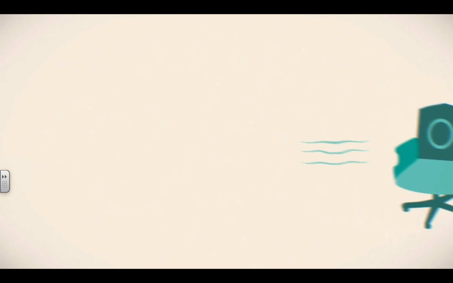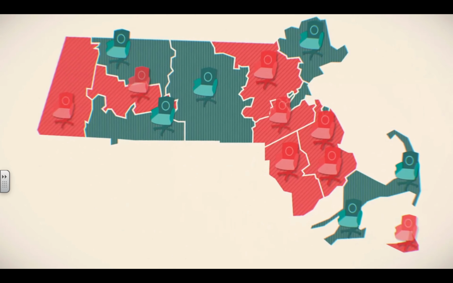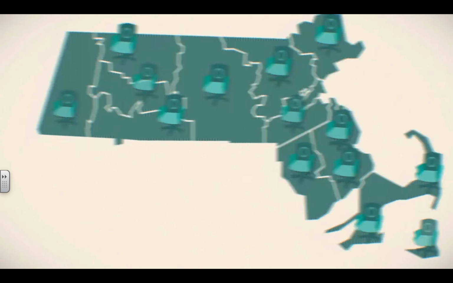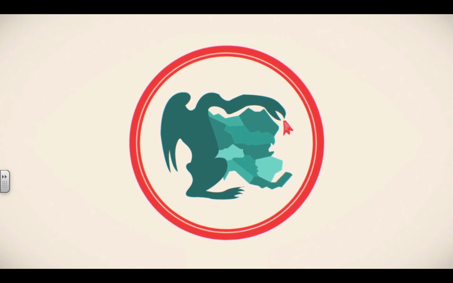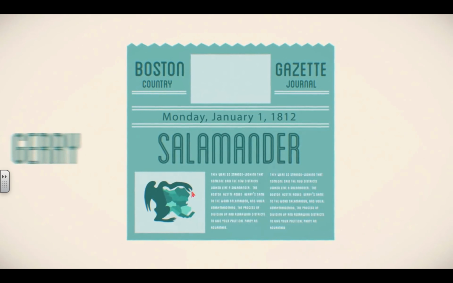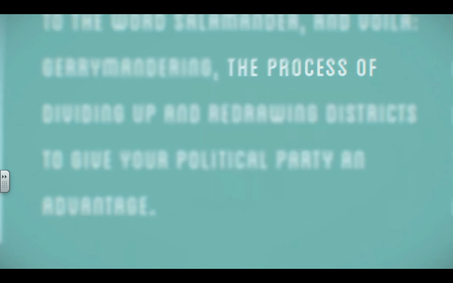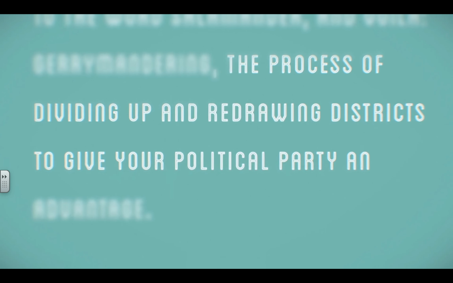The more members of your party who vote, the more likely you are to win an election. The new lines were drawn to include loads of areas that would help Governor Gerry in the future. They were so strange-looking that someone said the new districts looked like a salamander. The Boston Gazette added Gerry's name to the word salamander, and voila! Gerrymandering, the process of dividing up and redrawing districts to give your political party an advantage.